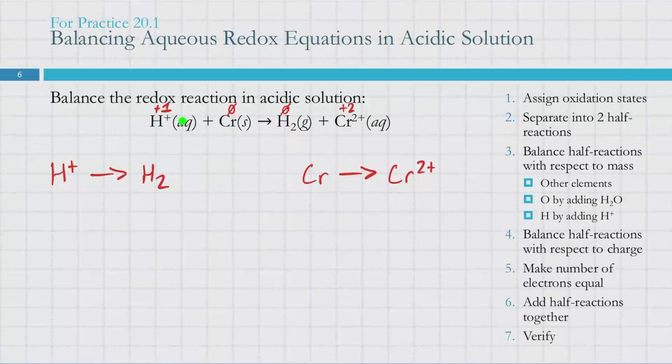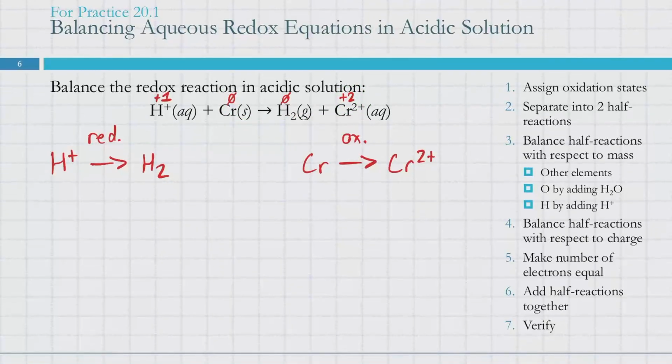For our hydrogen, since it went from a 1+ to a 0, this would be our reduction half reaction. Our chromium would be our oxidation half reaction because it went from a 0 oxidation state to a +2. Now we can balance these with respect to mass. For chromium, it's already balanced. There's no other elements. We've got one chromium on each side. There's no oxygen, there's no hydrogen.